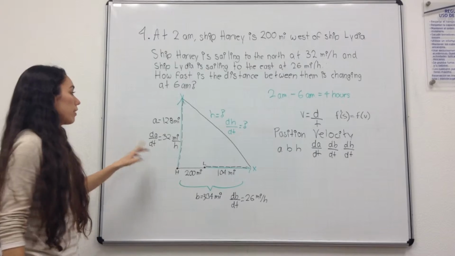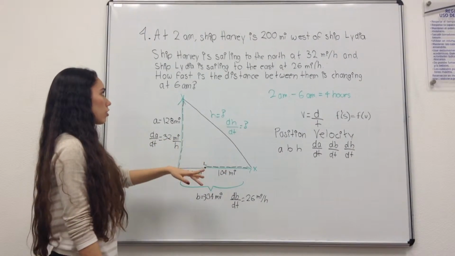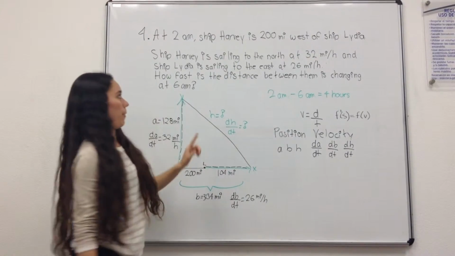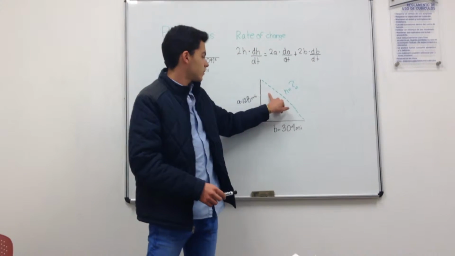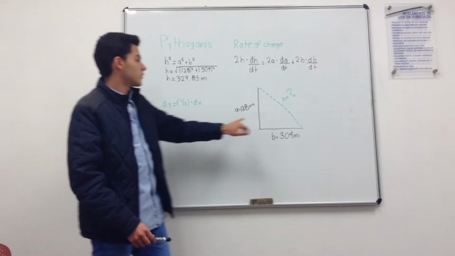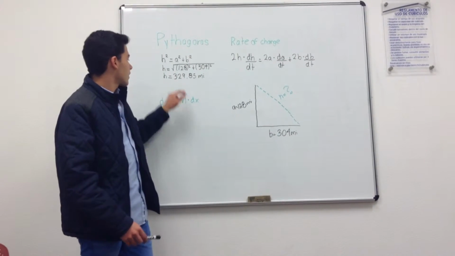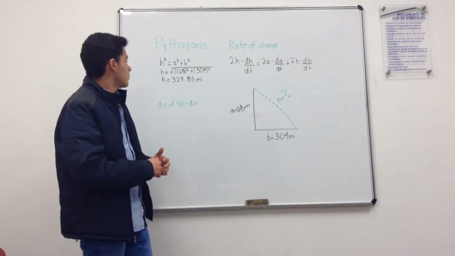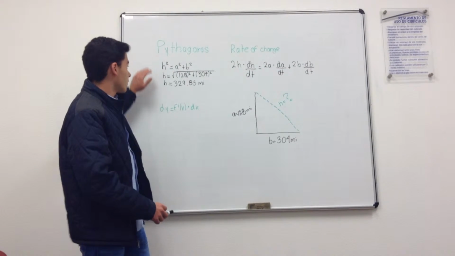And we have to find H and the velocity of dH when the hour is 6 a.m. First we have to find the distance between both ships. So we apply the Pythagorean theorem, and we find that the distance between both ships when 4 hours have passed is equal to 329.85 miles.